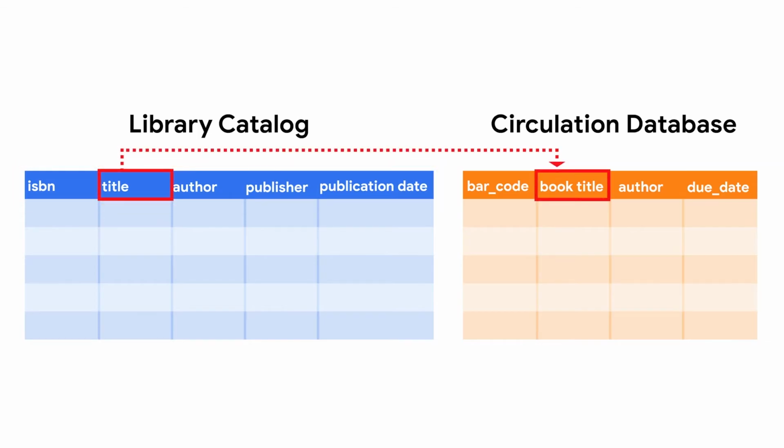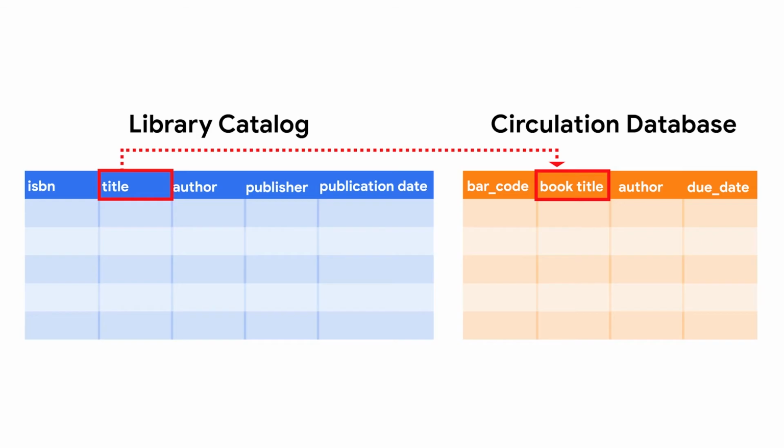Next, the data team standardizes the naming conventions for the fields. For example, the title field in the circulation database is named book title, while the title field in the library catalog is just called title. But both fields mean the same thing. So, the data team decides on one name, in this case, title, to use for both fields.